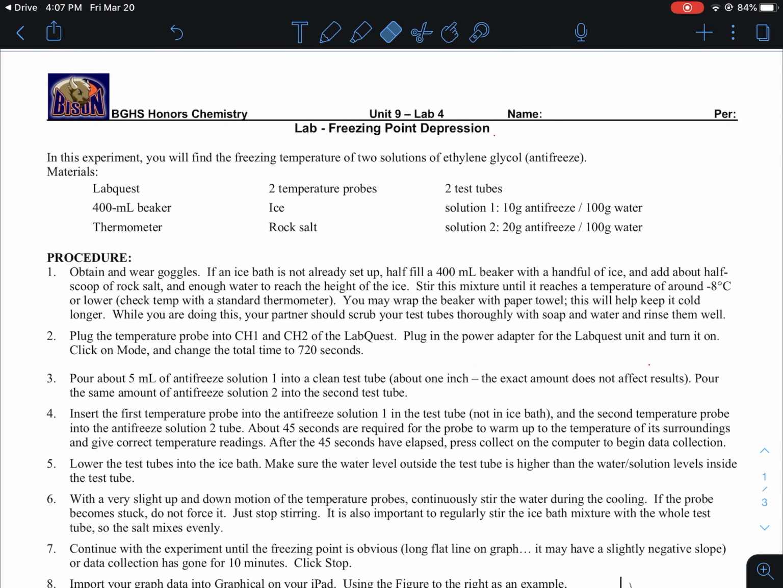So, first of all, this is lab 4. It's freezing point depression. In class we talked about colligative properties. One of them was freezing point depression and one of them was boiling point elevation. So in this lab we're doing a similar thing to what we did earlier in the unit.